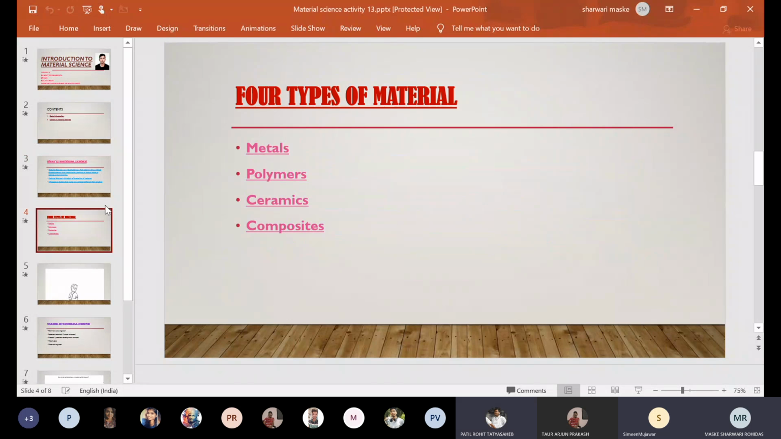Now, the four types of materials are metals, polymers, ceramics, and composites. Go to the next slide. Next number.